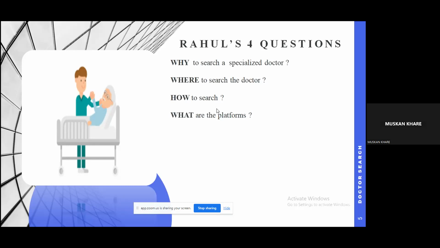Then how will he search for the doctor there? Firstly he has to figure out which diseases his grandfather is suffering from. Then in the search section he can choose the specialization he wants, and his city, and in the city he can search where he wants to go, and then he can find a list of doctors and choose a doctor. Next, what are the platforms? There are various platforms, but one of those is our platform, the doctor search website Care Veda.